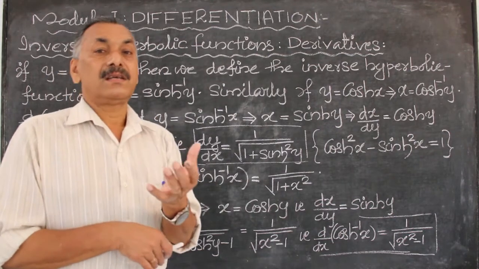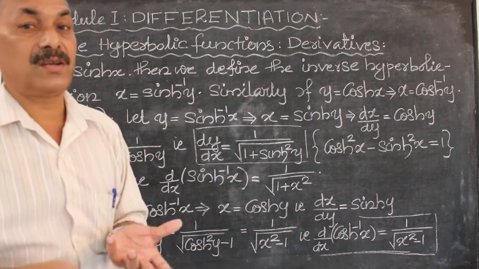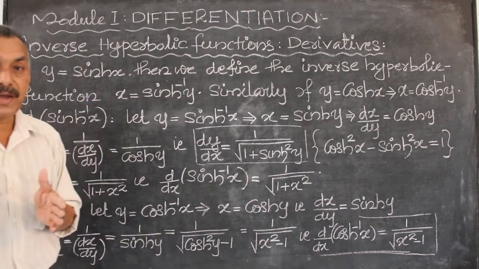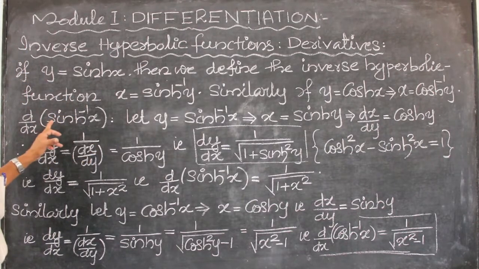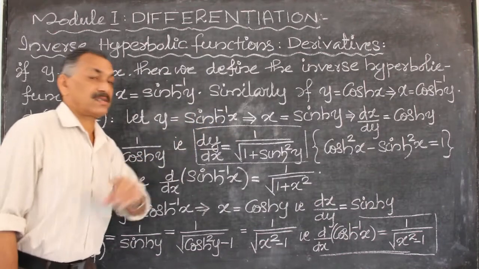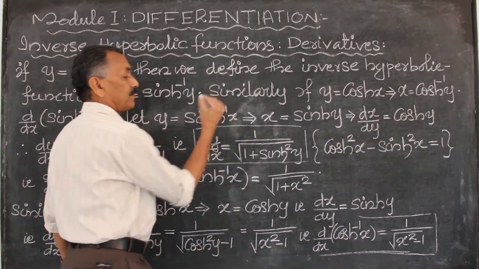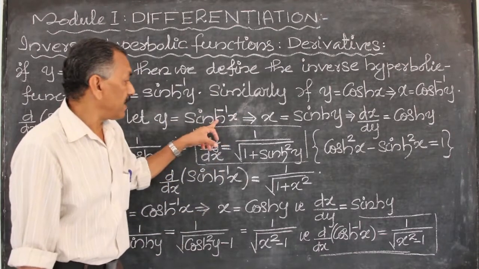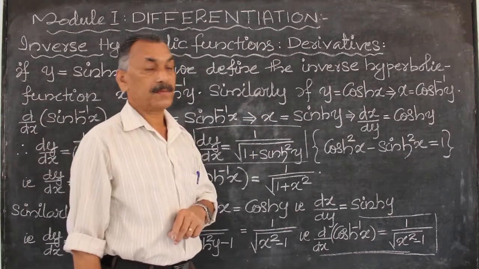Next, we consider the derivatives of inverse hyperbolic functions. What is the derivative of sin h inverse x, cos h inverse x, etc.? To find the derivative of sin h inverse x, let y is equal to sin h inverse x. If y is equal to sin h inverse x, then what is x? x is equal to sin h y.